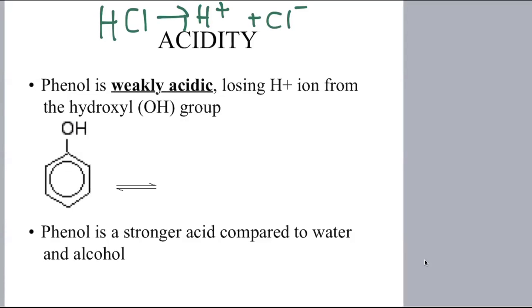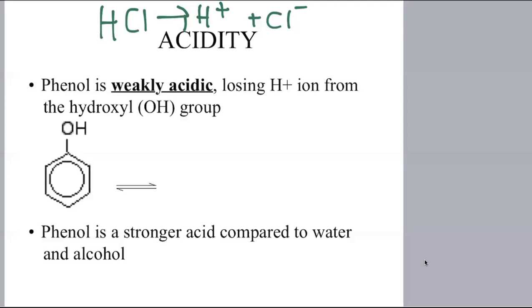Now, phenol is a weakly acidic substance. It's a weak acid, but it is still an acid, and just like any other acid, phenol will dissociate into ions. But to a small extent, only very little dissociation happens. That's why we define it as a weak acid.